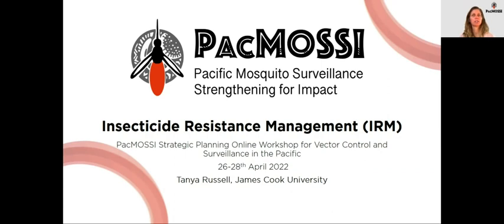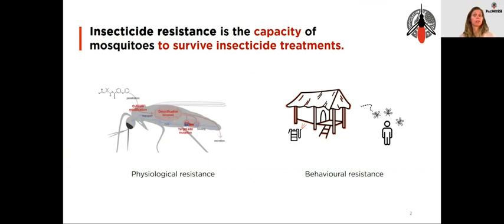And today we're going to be talking about insecticide resistance management, which is a really important component of the strategic plan. So what is insecticide resistance? It is the capacity of mosquitoes to survive exposure to insecticide treatments. This is important because many mosquito control programs rely on insecticides or materials treated with insecticides to kill mosquitoes. And to be effective, the mosquito population must be susceptible to these insecticides.